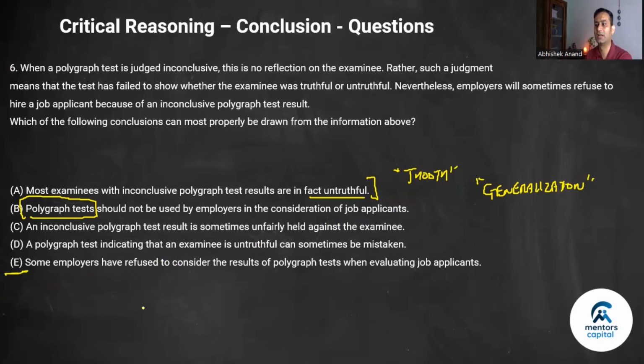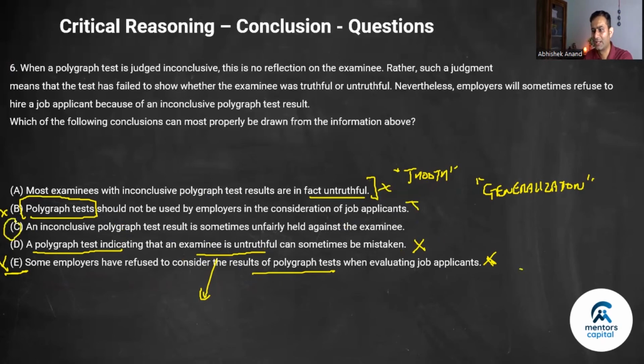Look at E. Again, generalization about all polygraph tests. We only know about some inconclusive polygraph tests. So this is gone. Both B and E have the same error. Look at this one. A polygraph test indicating that an examinee is untruthful means it's a conclusive polygraph test. It's not an inconclusive polygraph test. So I cannot conclude about this because no information about it is given to me. So this is the error. This is gone, this is gone, this is gone.